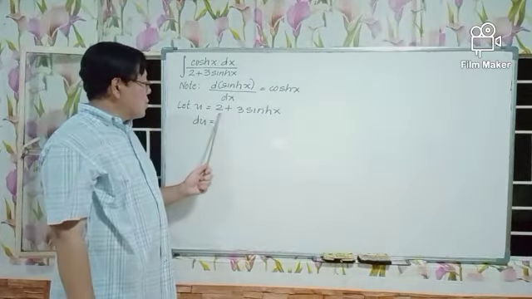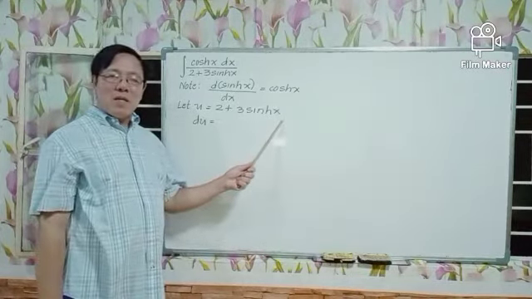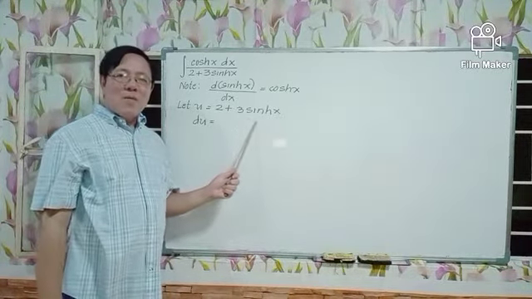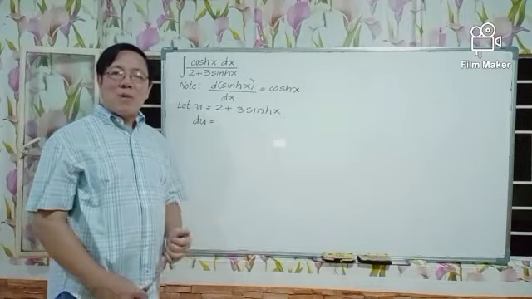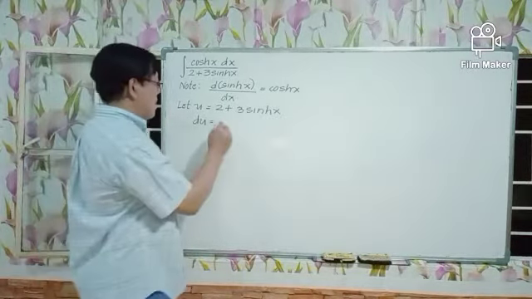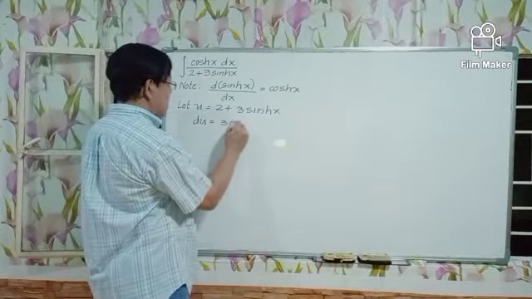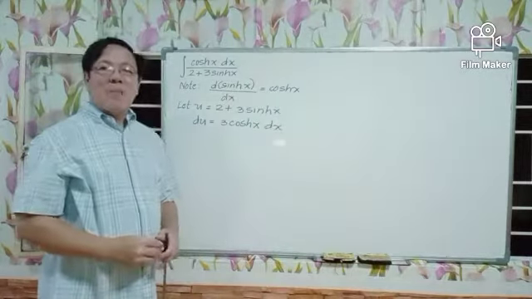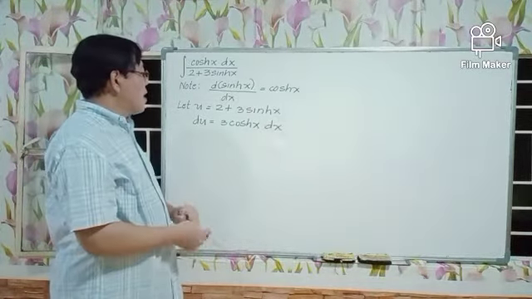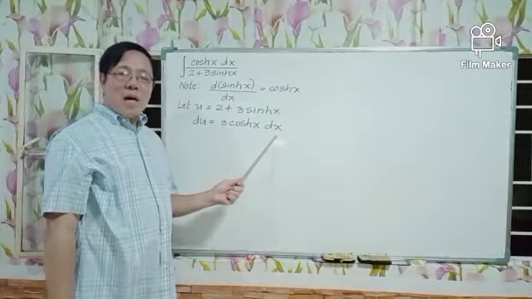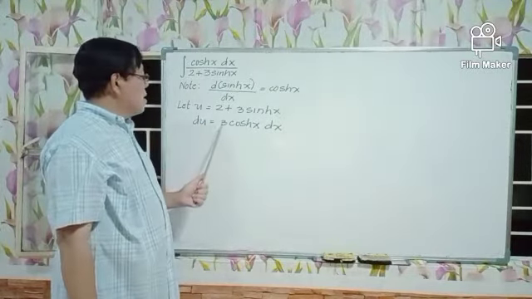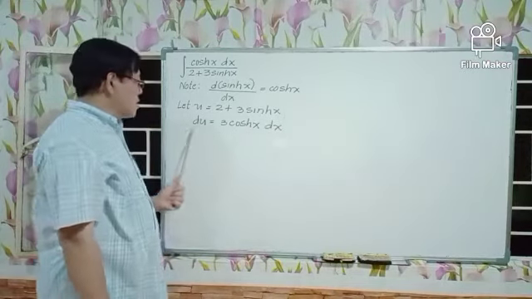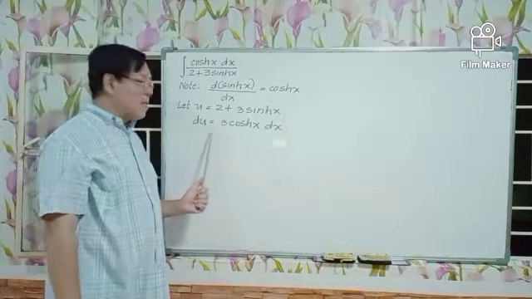Thus, derivative of 2 plus 3 hyperbolic sine of x equals 0 plus 3 times hyperbolic cosine of x, which simplifies to 3 times hyperbolic cosine of x. And we multiply by dx. But we have hyperbolic cosine of x dx in the numerator. So we solve for hyperbolic cosine of x dx from this equation by dividing both sides by 3.